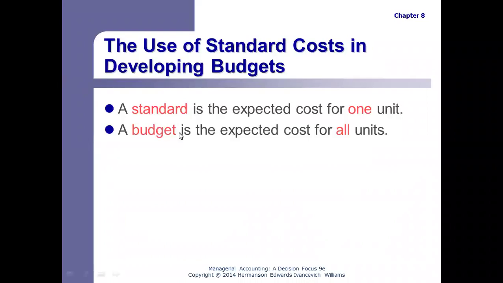Okay, so the relationship between a standard and a budget: standards are generally the cost that is expected for a single unit of product. A budget, on the other hand, is the cost for all of those units put together. Whenever you hear standard, it generally refers to 1 unit of product. How much should it cost to produce 1 unit of product? Budget is how much will it cost in total for all the production that we have.